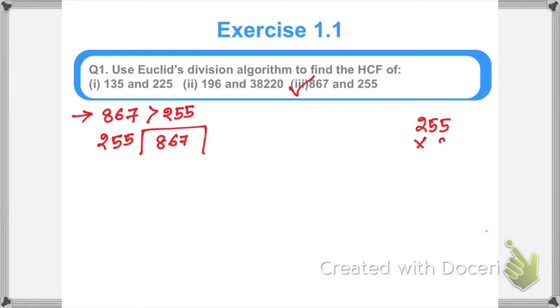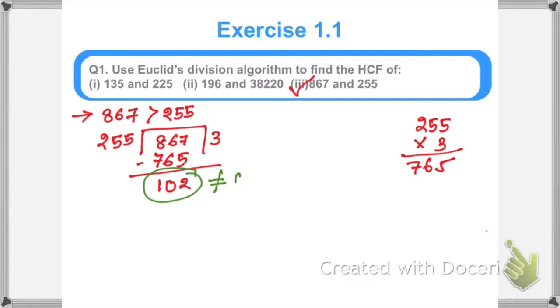255 into 3, 765. Okay, so 3 times 255 is 765, and if we subtract, we will get here 102. So here the remainder is not equal to 0. So what we will write over here: dividend, that means 867, will be equal to divisor, that is 255, into quotient, that is 3, plus remainder, that is 102.